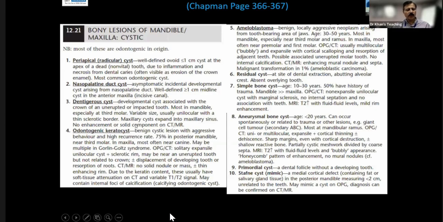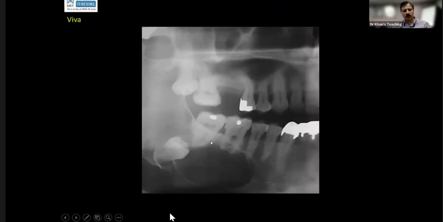No enhancement or solid component is important for you to remember, because at times this tumor, which is known as ameloblastoma, can also be associated with an unerupted tooth. But having said that, when you give contrast, there will be enhancement, enhancing mural nodule or septa, etc. So that is a key point to remember.